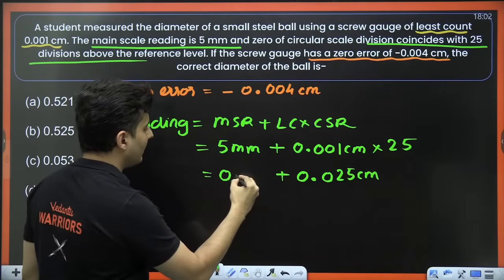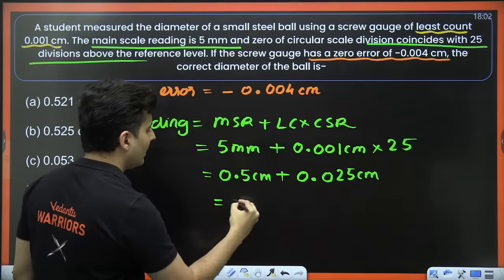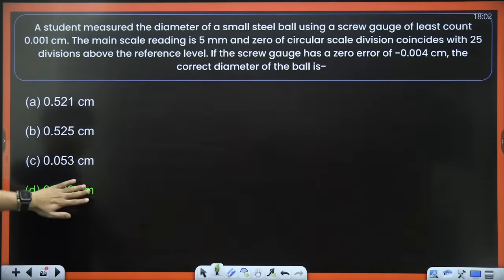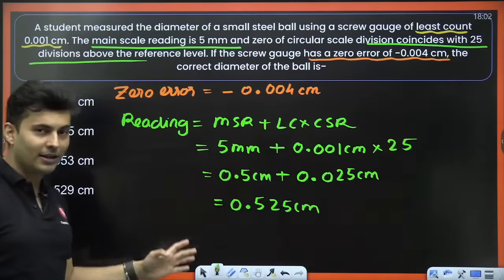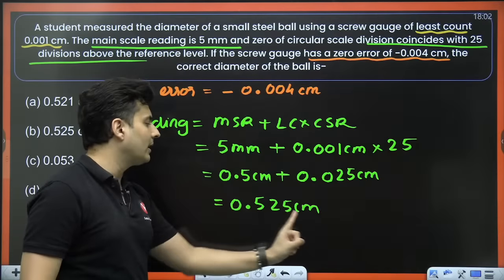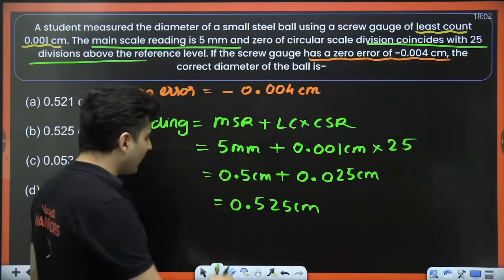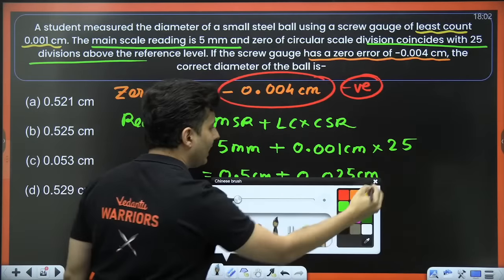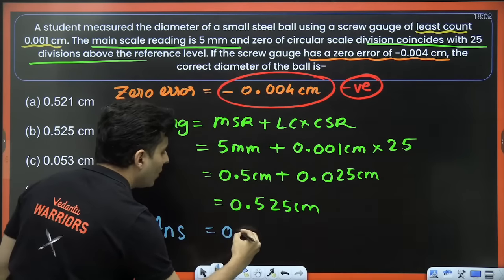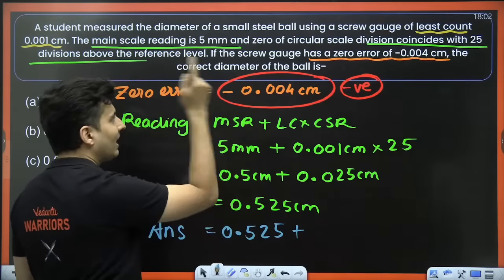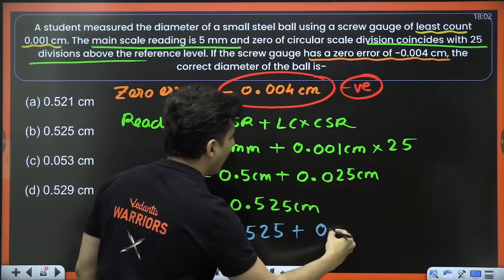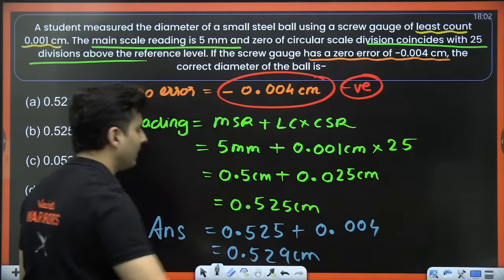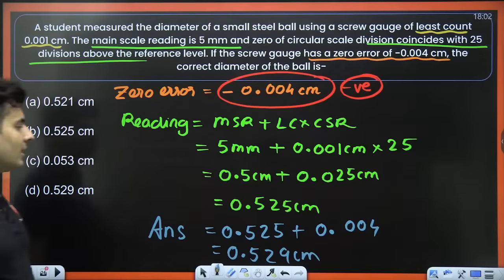Every answer is given in centimeters. So this 5 millimeters also, I'll write it as 0.5 centimeters. So this will be nothing but 0.525 centimeters. Oh, there is one zero error also. I have to add that or subtract it. We'll take care of it as well. So first of all, the reading that I got was 0.525 centimeters. Because the zero error is negative, when I find the final answer, I'll have to add it. So whenever the error is negative, I will add it. So my dear students, I'll have to add 0.004 centimeters. That will make it 0.529 centimeters, which is option D. Is that clear?